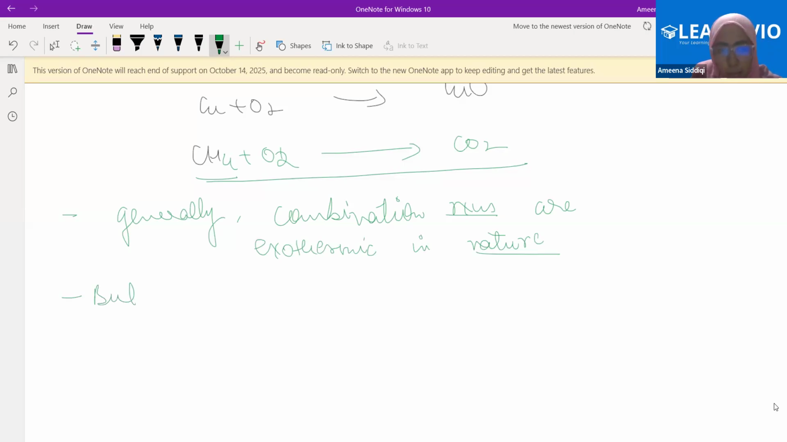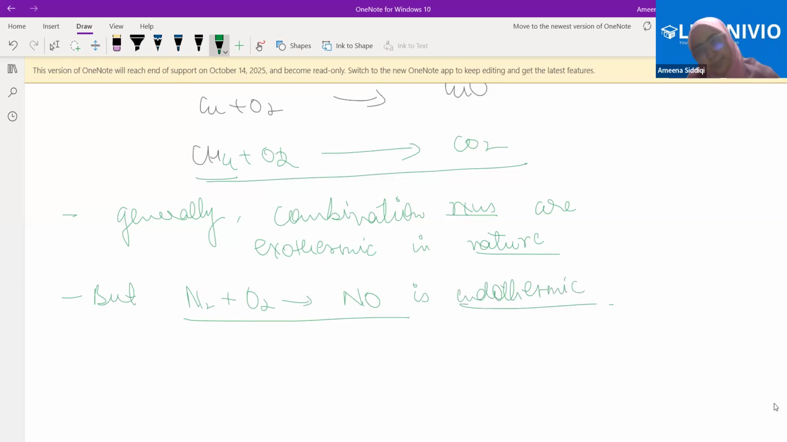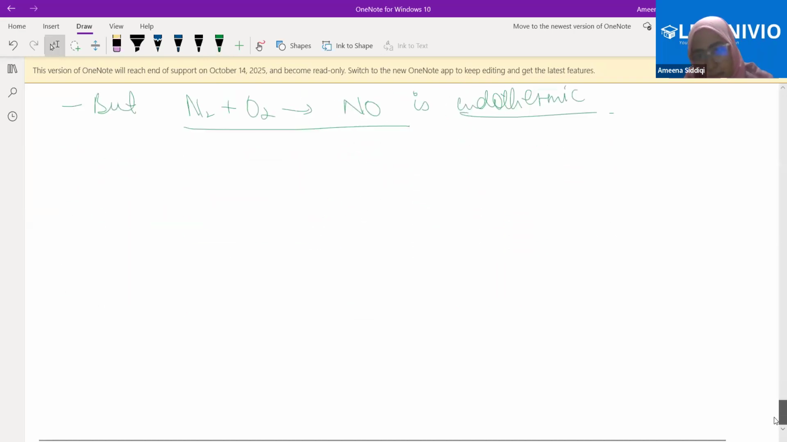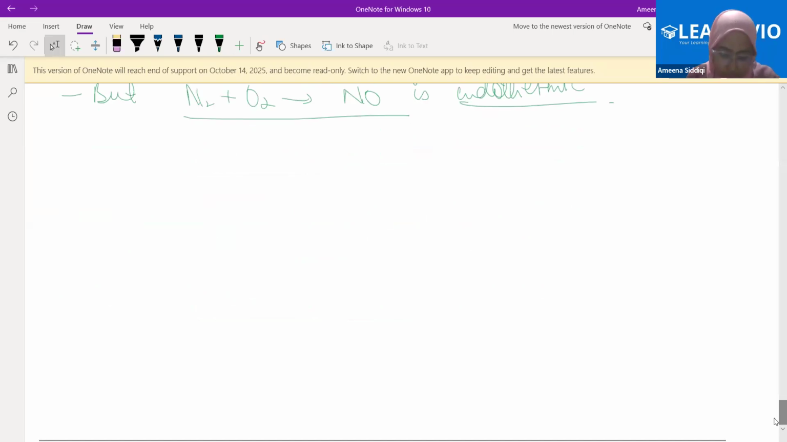To give nitric oxide, this reaction, although a combination reaction, is endothermic. What is it? Endothermic. Is it clear? So the type is combination, but the nature is exo or endo depending on whichever energy is more. Should I move on to the next?